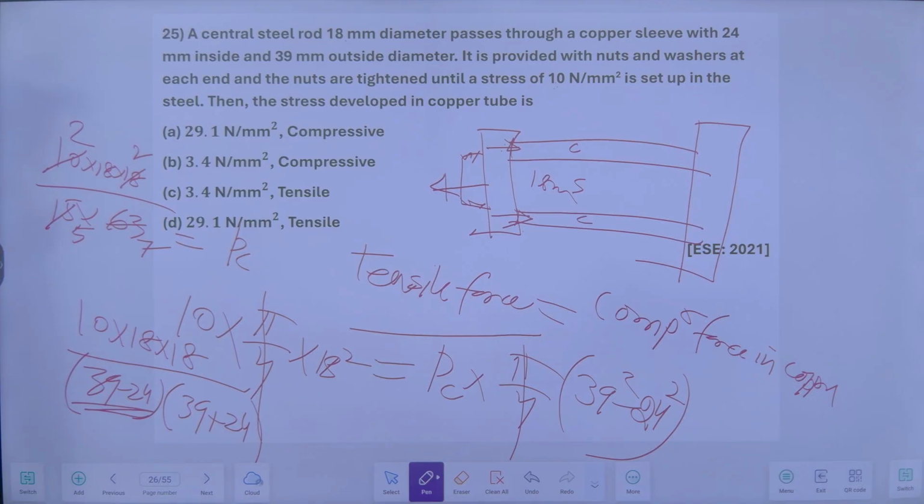So this will be 18 into 2, 18 into 4 means 72.